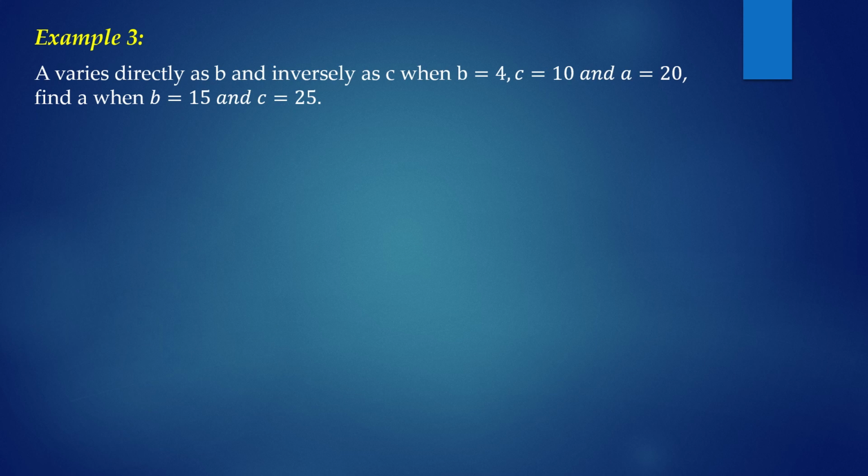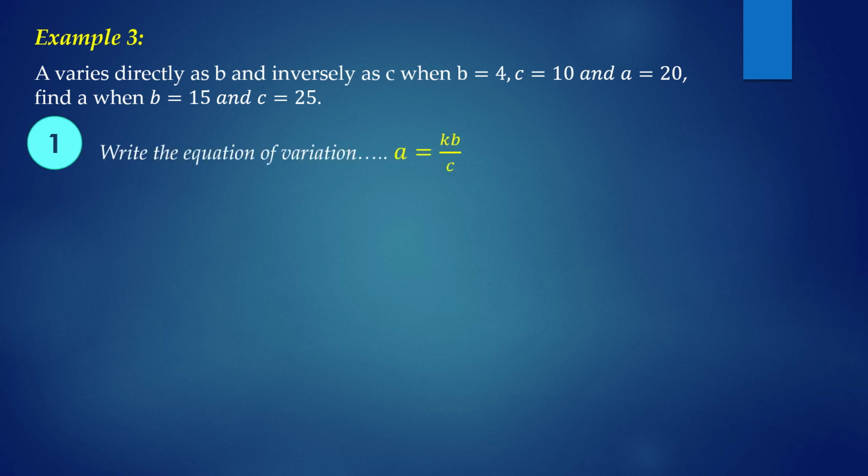Okay, third example. A varies directly as B and inversely as C. When B is 4, C is 10, and A is 20. Find A when B is 15 and C is 25. So, duha ka value ang A, B, and C. Step 1, write the equation of the variation. A varies directly as B, so A equals KB, and inversely as C, over C.